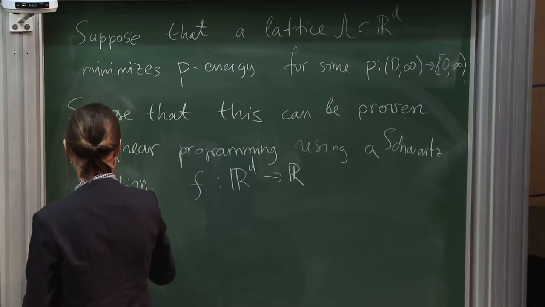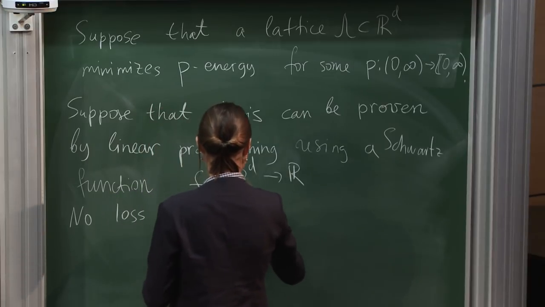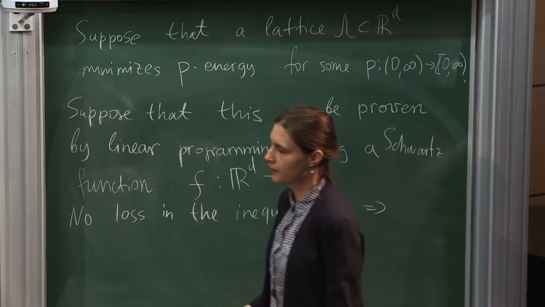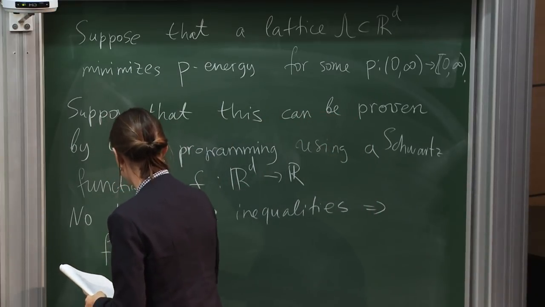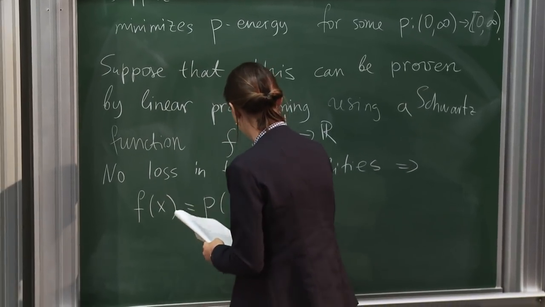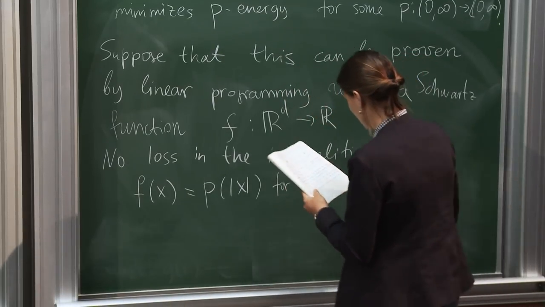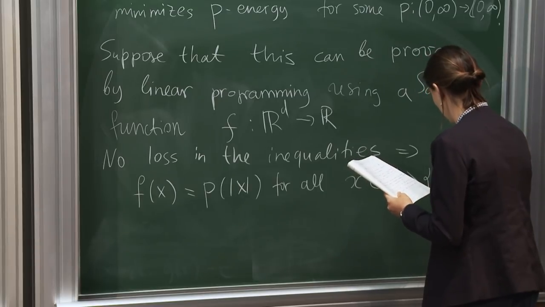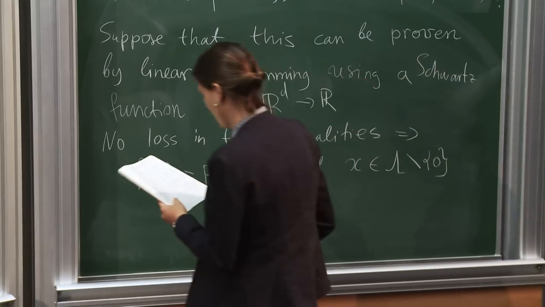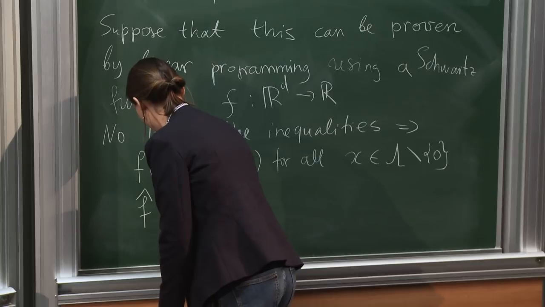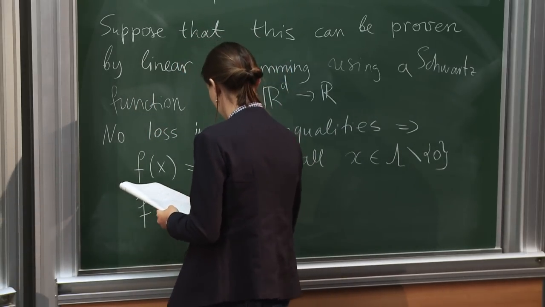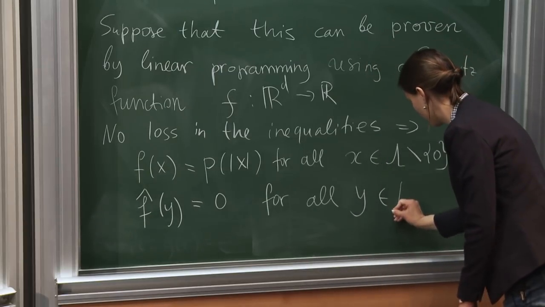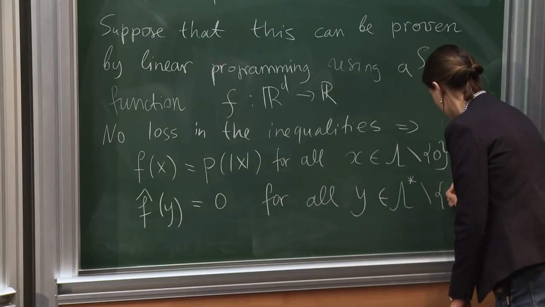And so this gives us quite restrictive conditions on the function f. So first we know that our function f of x has to be equal to p of x for all x which are in our lattice lambda, maybe except for zero. And also we know that the value of the Fourier transform of our function has to be exactly zero for all y which are in the dual lattice, again without zero.